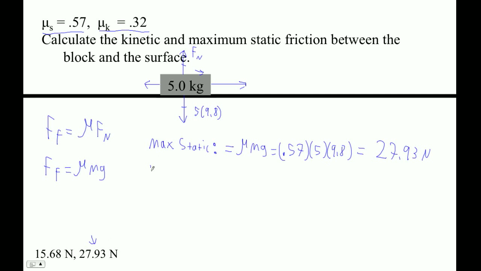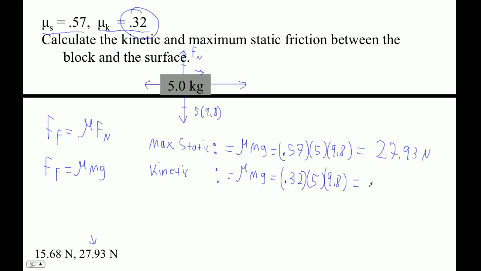Now let's figure out the kinetic friction. All we do is we just do the same thing, only we use the kinetic coefficient, which is this guy. If you forget kinetic and static, remember it's always harder to start something going than it is to keep it going. So this guy is mu times m times g, and that's going to be 0.32 times 5 times 9.8. So 0.32 times 5 times 9.8.